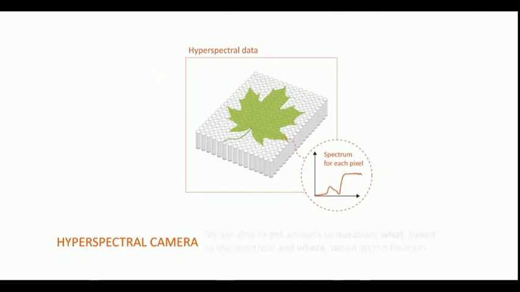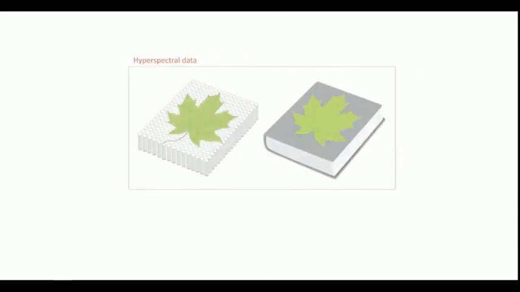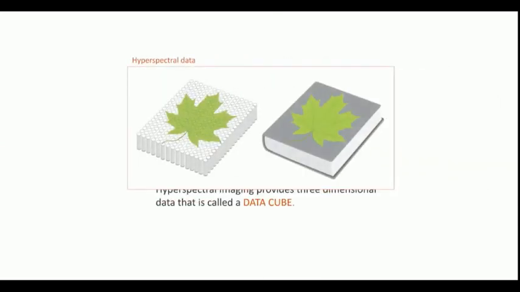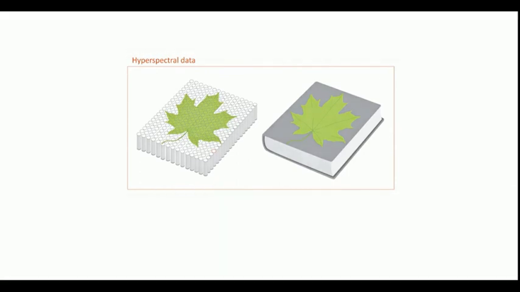We can pick any position from the target to get the information. This means a big amount of accurate information. The data that hyperspectral imaging provides is called a data cube because the hyperspectral data is actually three-dimensional. We will use a book example in the next tutorial called What Hyperspectral Imaging Provides to explain it.